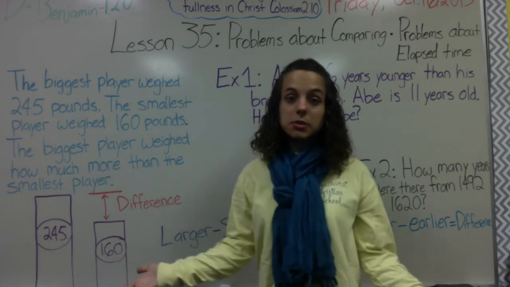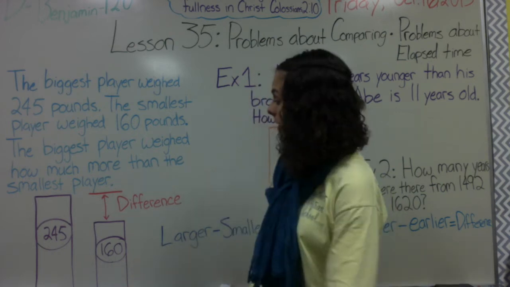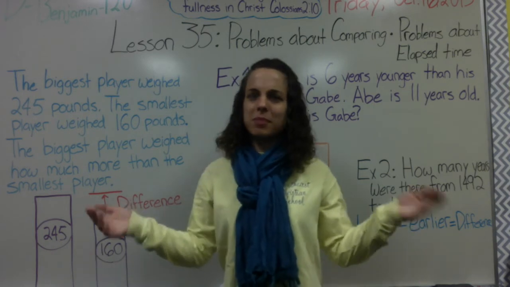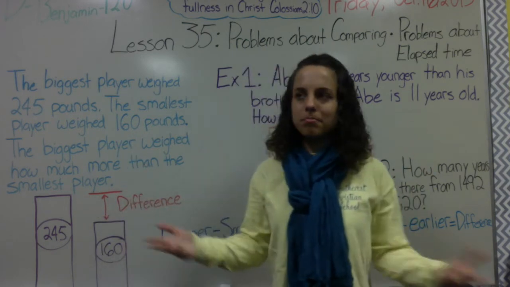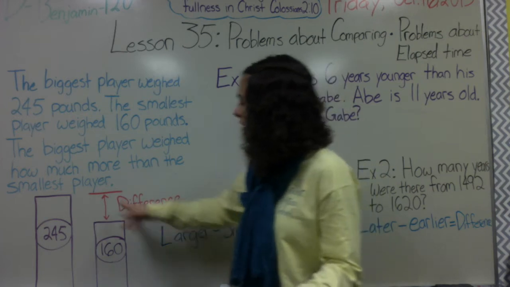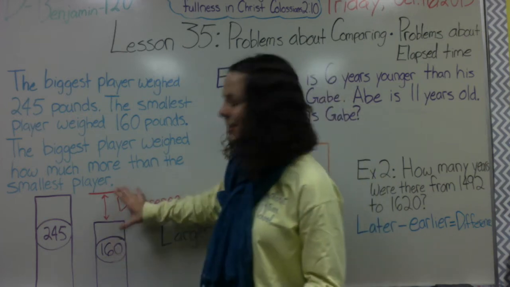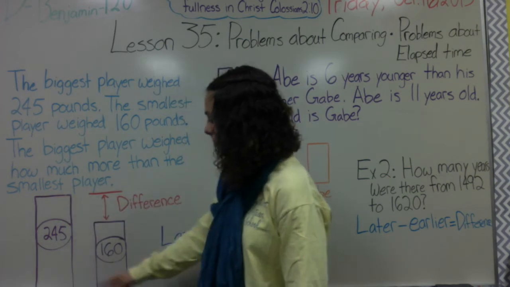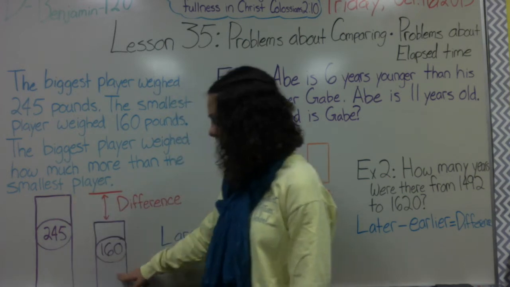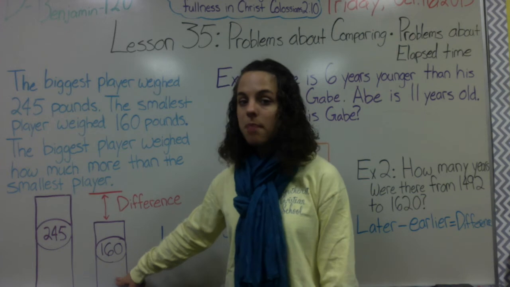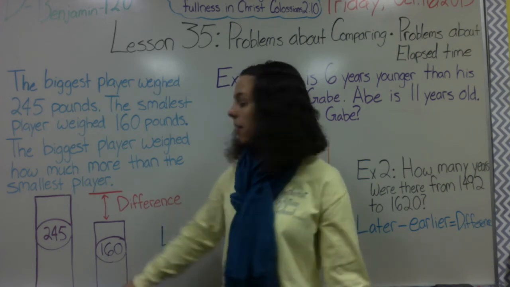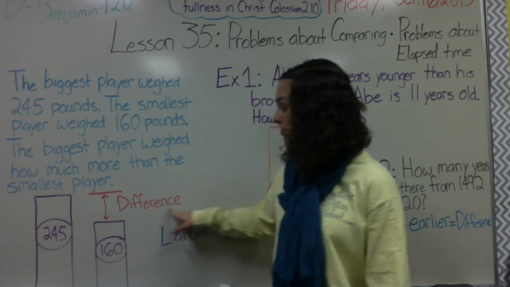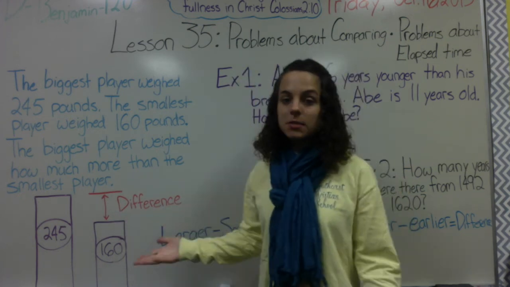When all else fails, really just draw a picture. It usually works. So I drew just a rectangle. It could be anything. It could be a rectangle, it could be a tall triangle, it could be a big square and a smaller square. But this one I can see more visually that I drew 245. I know it's my biggest player, so I'm making this rectangle larger than the smallest player. This is the smallest player that weighs 160 pounds. So I need to find out what's in between. That is called my difference. Again, that is a subtraction problem.